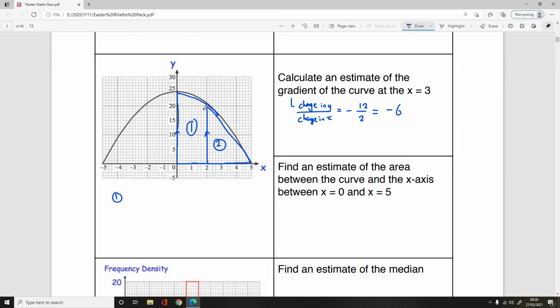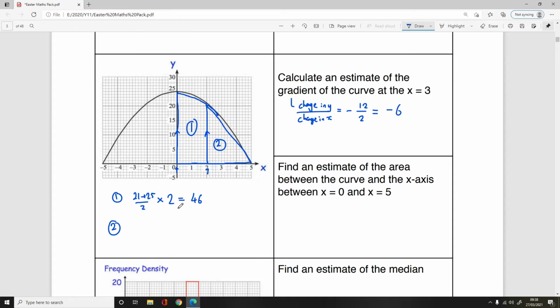and the parallel sides are 21 and 25, halved, and then times by the height, and the height goes from 0 to 2, so times 2. That'll give me 46 as my estimate for the first area.